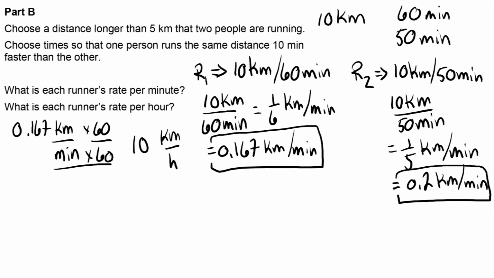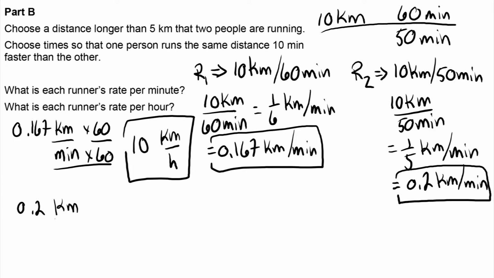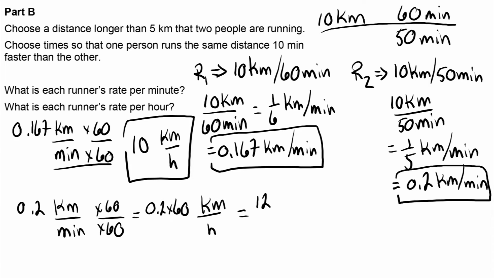And if you think about it, that's what we started with here, right? Was 10 kilometers in 60 minutes. So there's our kilometers per hour. We kind of had that right from the start. The second part, though, the second runner, 0.2 kilometers per minute, multiplying both the top and the bottom by 60. By doing that, the bottom turns into hours, and the top goes from 0.2 times 60, which is equal to 12 kilometers per hour.